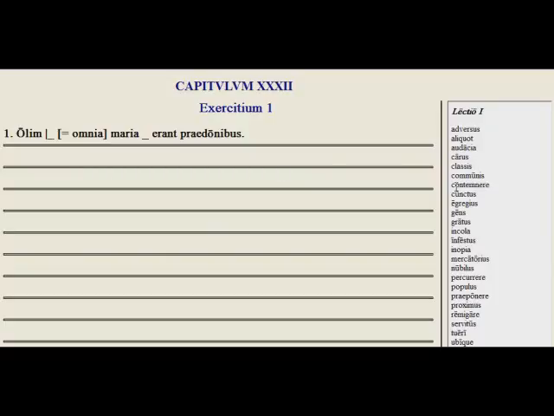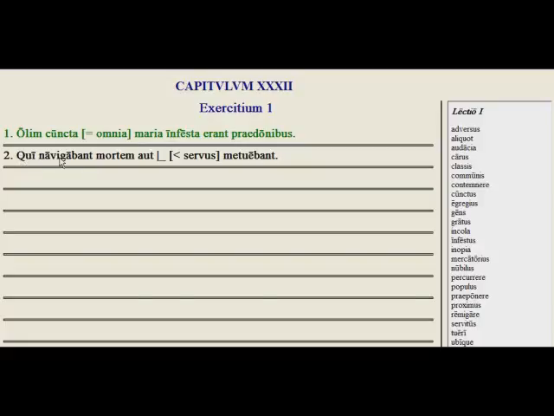Here we have our vocabulary exercise. First example: Olim blank, Maria blank, erant praedonibus. So, at one time, and we want a word that means all the seas. Our new word that we learned there was cunctus, -a, -um. So cuncta, matching maria, nominative, plural, neuter, i-stem. Once upon a time, all the seas were, and here we want the word that means infested or unsafe because of the pirates, and that word is infesta, and that matches maria as the predicate adjective here.